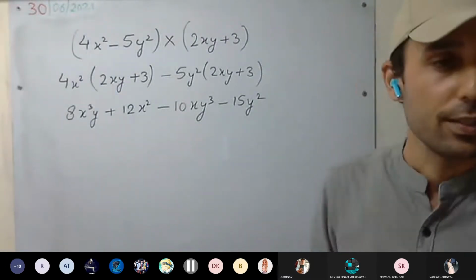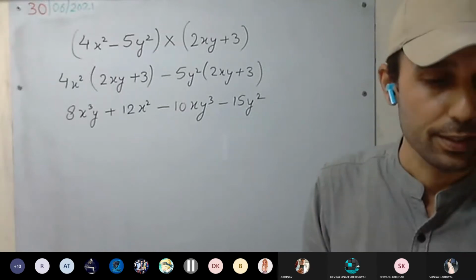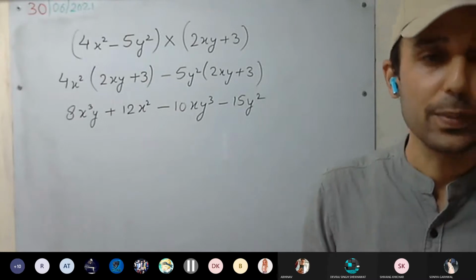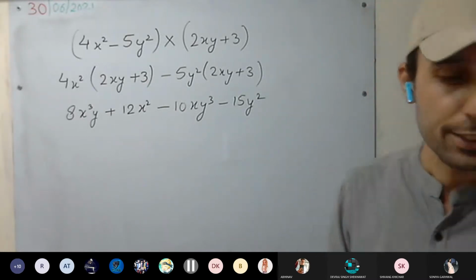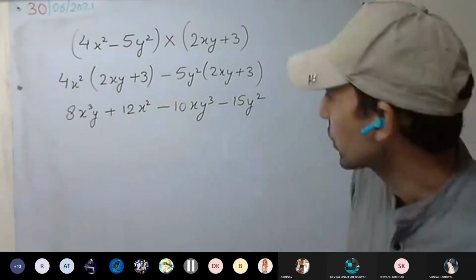Okay, solve them. We'll wait for 30 seconds, then we'll start another. If you understood, if you completed, start the fifth question. In this, we'll be multiplying a trinomial, that is an expression containing 3 terms, by an expression containing 2 terms, a binomial. Okay, start doing that one.